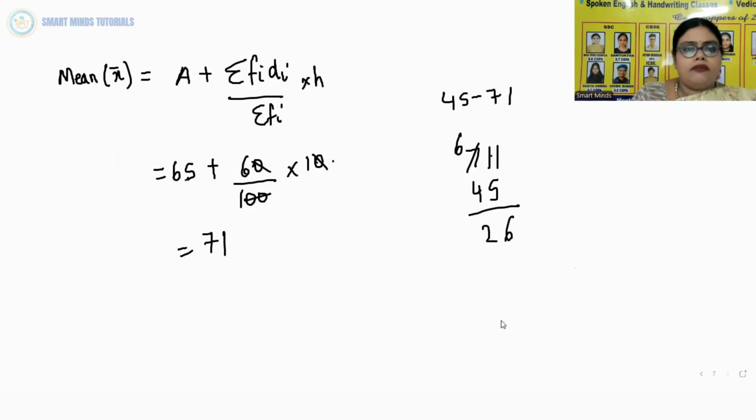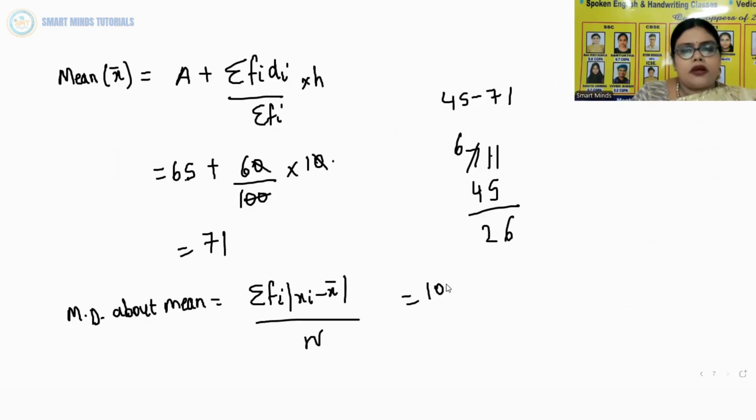So now directly we can find the mean deviation about the mean. We will write the formula first: sigma Fi mod xi minus x bar by n. So that is 1040 by 100, which is equal to 10.40. Or approximately you can write this as 10.4.